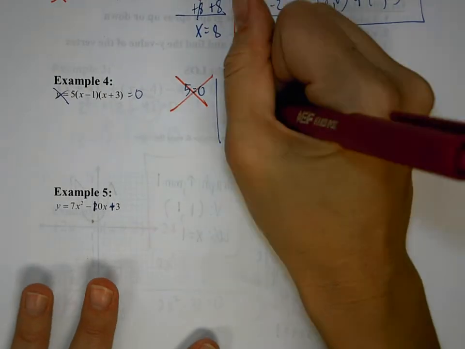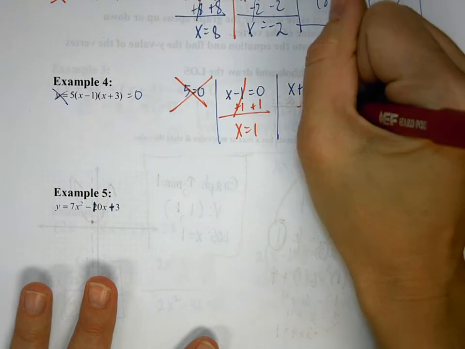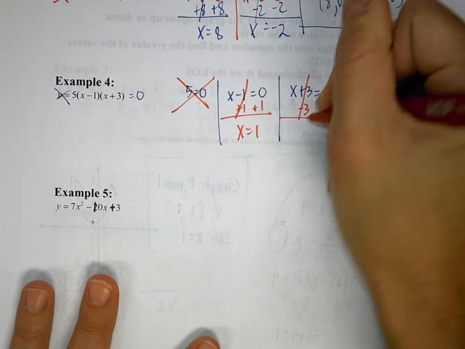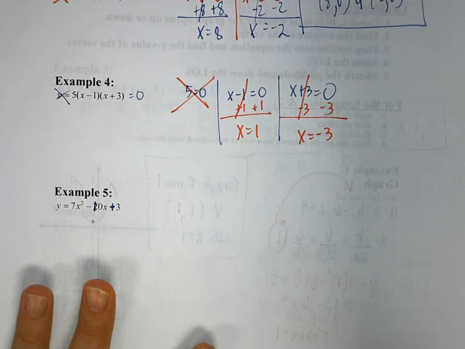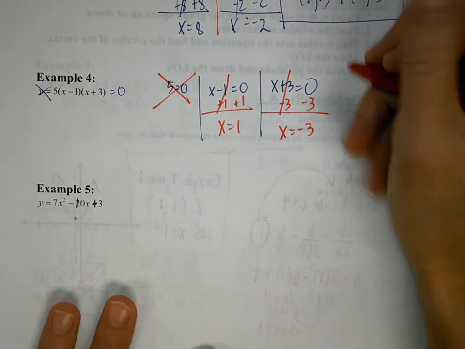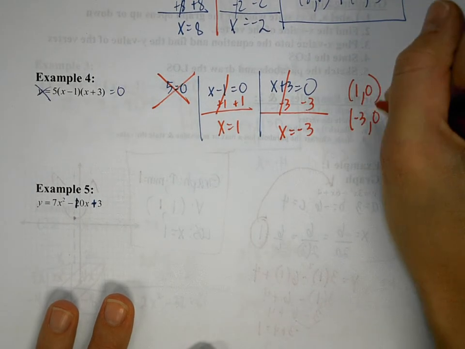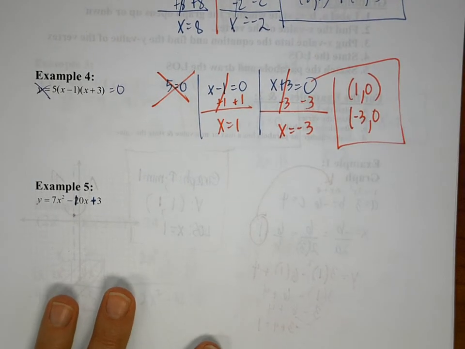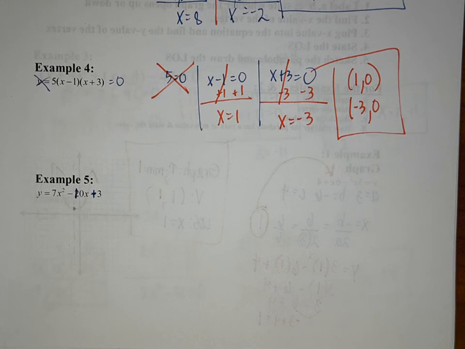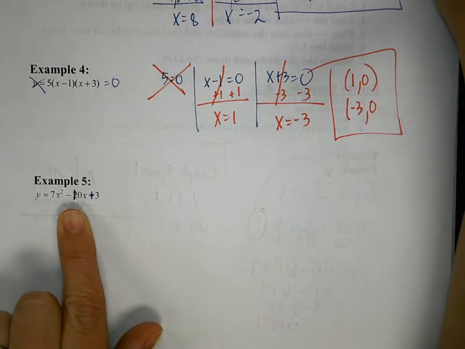Over here, I add 1. So I have x equals 1. And here I subtract 3 to get x equals negative 3. So what are my ordered pairs? 1, 0, and negative 3, 0. And those would be the points that it crosses at the x-axis. Example 5, there is a typo. It should be a minus 10x and a plus 3.